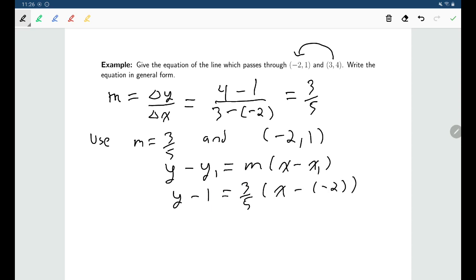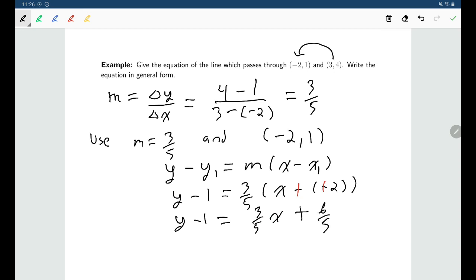And then the only thing that's left for us to do is simplify. So this is y minus 1 equals 3/5 times x minus -2, which is the same thing as x plus 2. So we'll have 3/5 x plus 6/5.